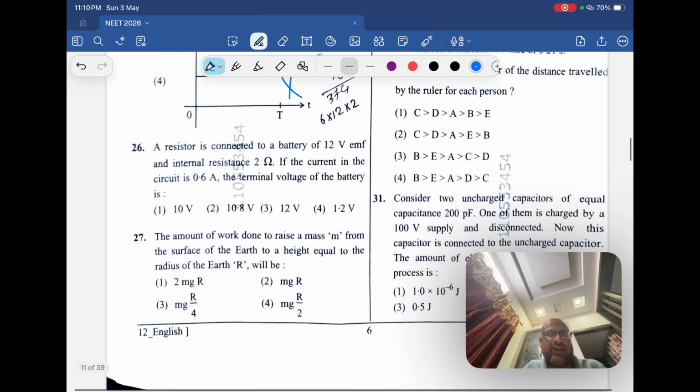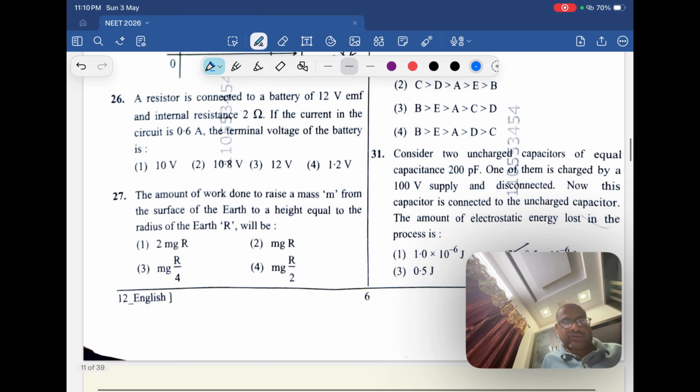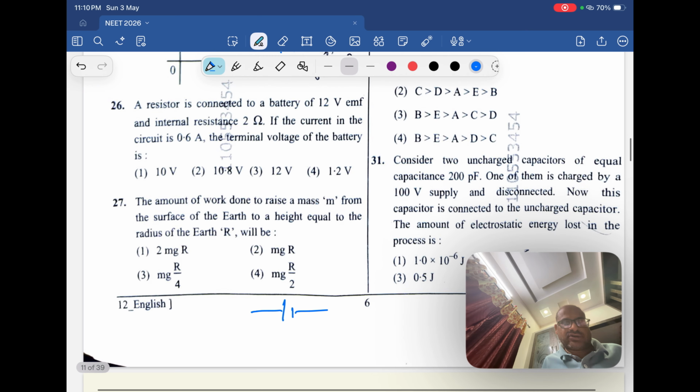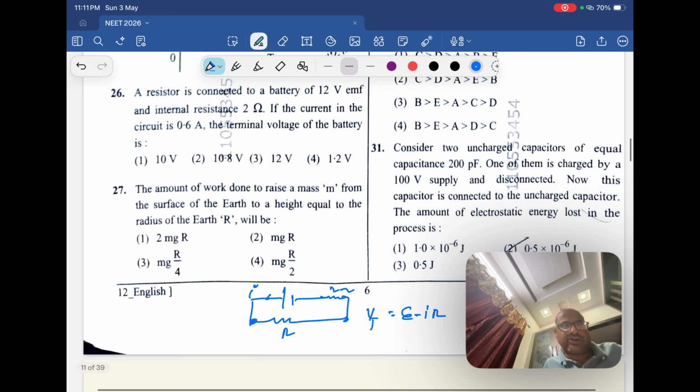A resistor is connected to a battery of 12 volts with internal resistance. The current in the circuit is 0.6, find the terminal voltage. For a discharging battery, we have seen the terminal voltage. For example, a battery of EMF like this, with internal resistance 2 ohm and some load resistance capital R. When it is a discharging battery, the terminal voltage will be how much? The formula is Vt equal to EMF minus I into r. So you can find out the current also; he only gave it, we did not calculate.